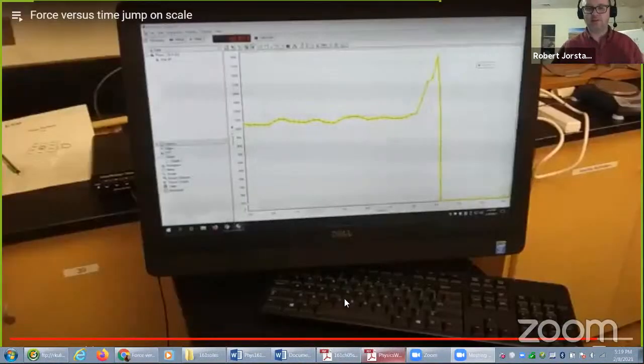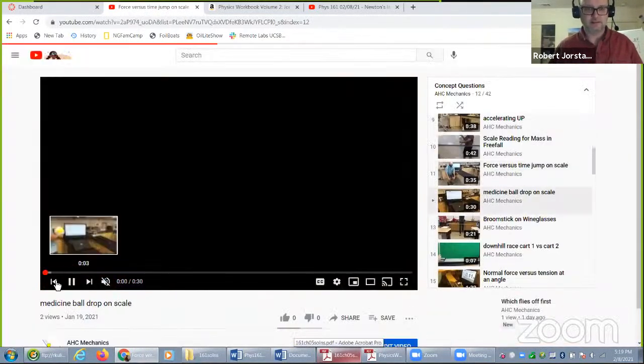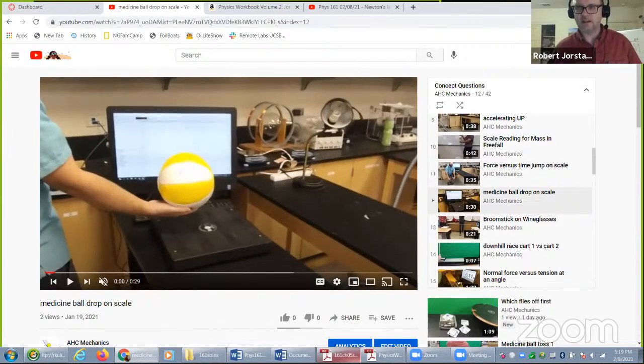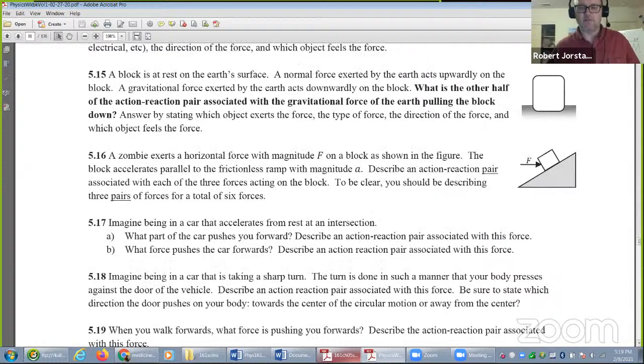So let's take a look here. Let me mention some things and then we'll start getting into problems. This conceptual understanding is actually pretty important for you to succeed in the class. And so here are some things that you might want to know.